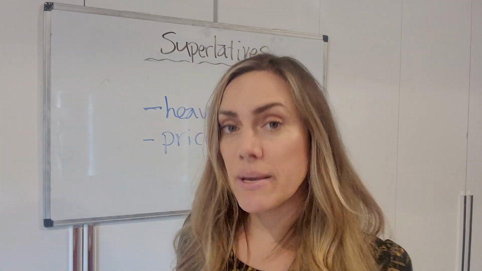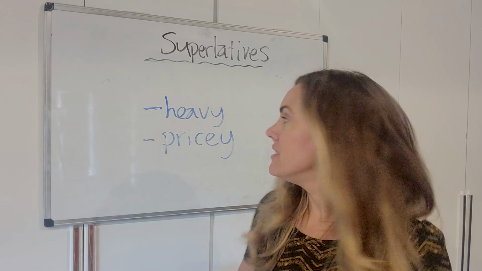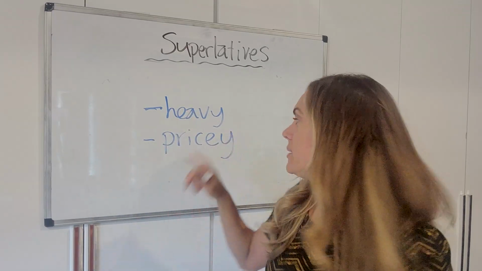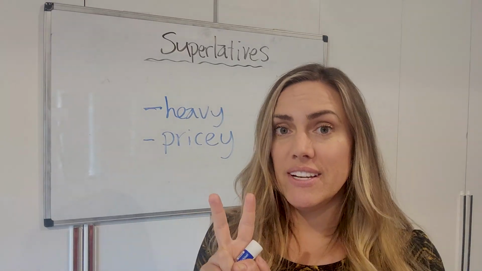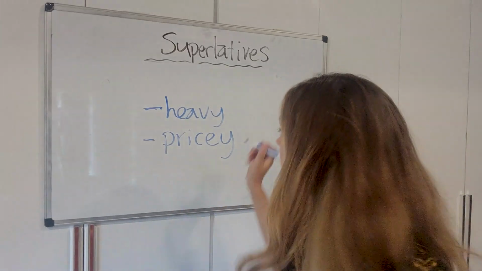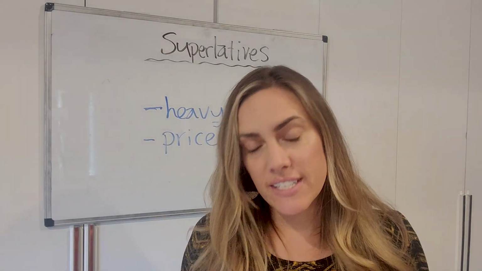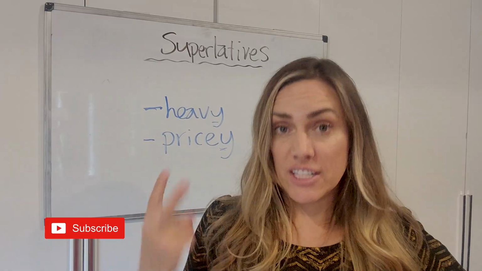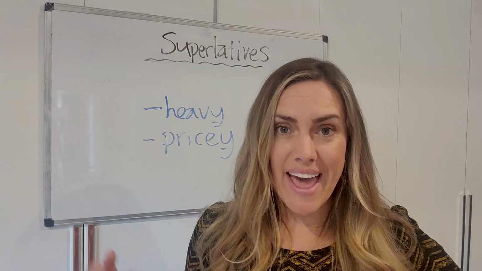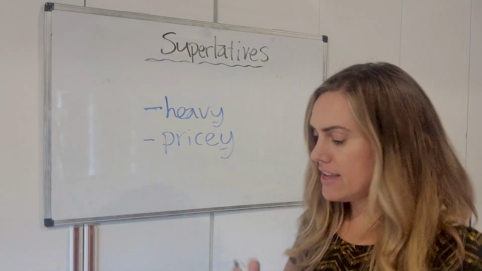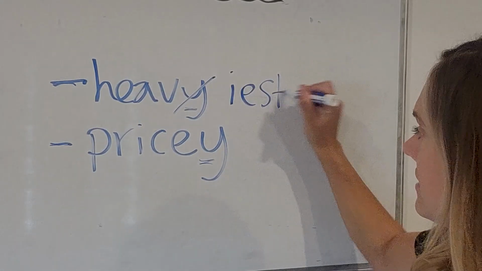Now here's that exception. Here I have 2 words that are more than 1 syllable. Heavy, 2. Pricey, 2. They're both 2-syllable words. That's important. 2-syllable words, and they end with Y, the letter Y. So here's the exception. If you have a 2-syllable word that ends with Y, you could also just add est. In this case, change the Y to an I and add est.